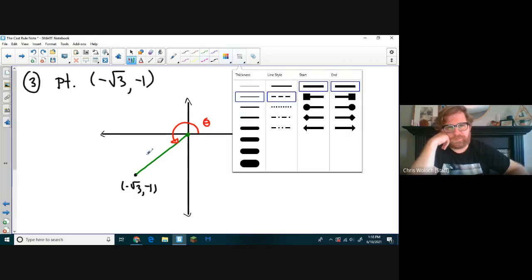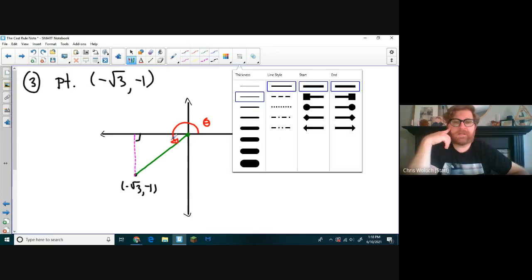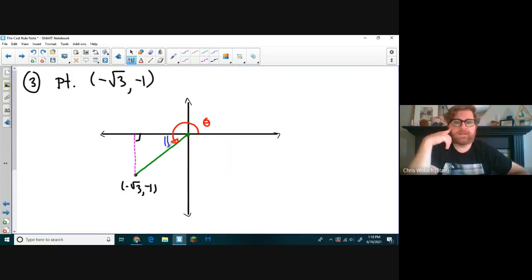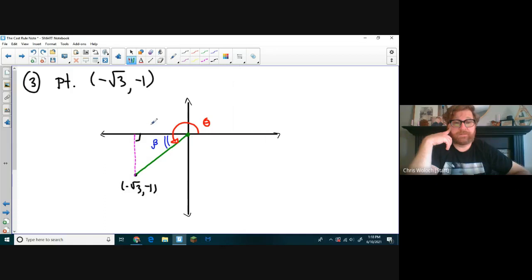And then when I draw perpendicular, remember, we're always dropping a perpendicular, which means that from this point, it has to go onto the x-axis. And that is a right angle. And then I'll just remember that this angle here is my related acute, which I'll call beta. And then we can include our values. So notice the x value is -√3, so that means this is -√3. The y value is -1, so that means this is -1. And notice my radius always stays positive.